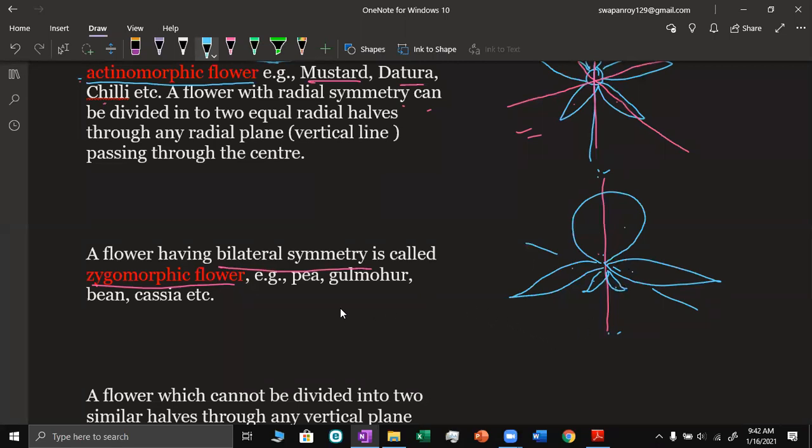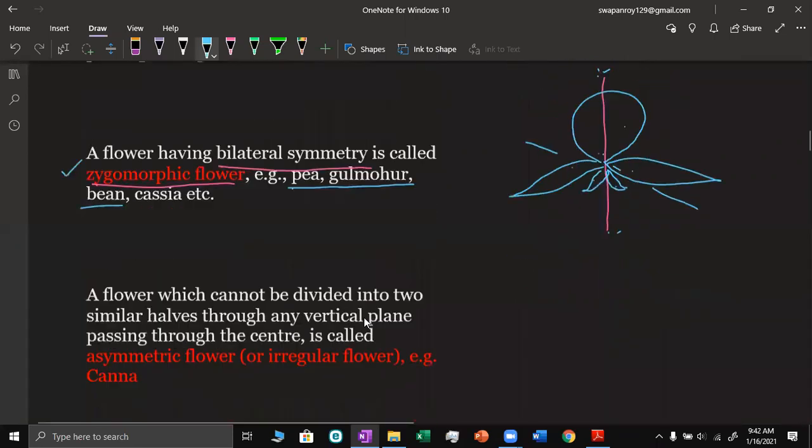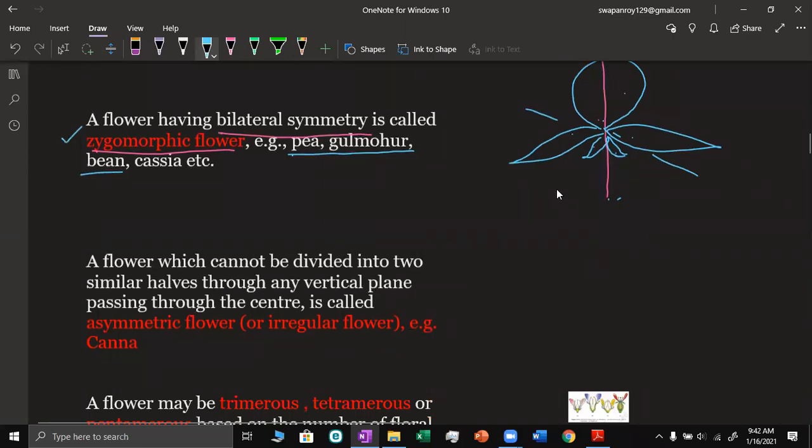This type we find in the pea family, that is Fabaceae. In this we find the zygomorphic flower. There are many others also, but for your syllabus, it is in the pea family that zygomorphic flowers are there.